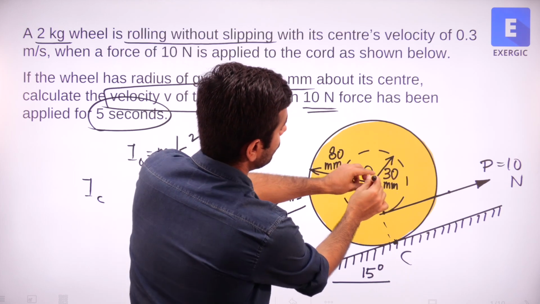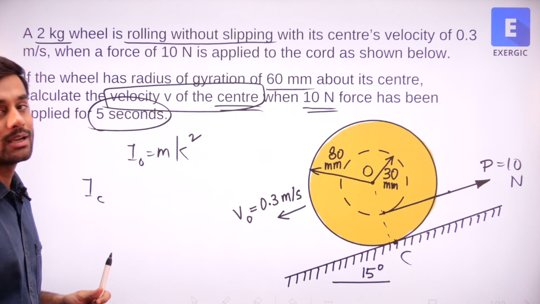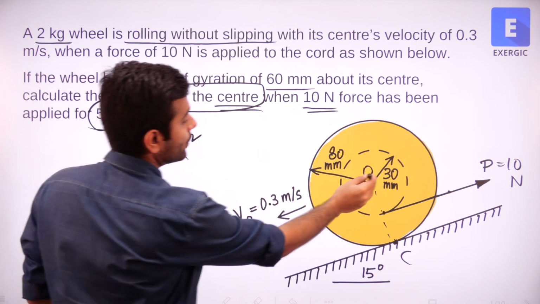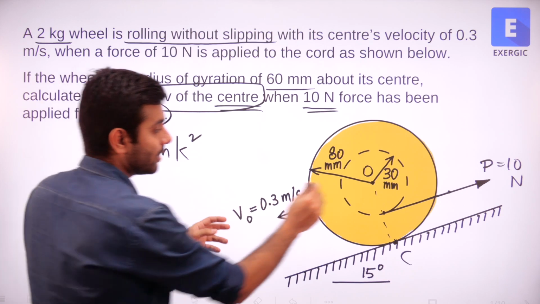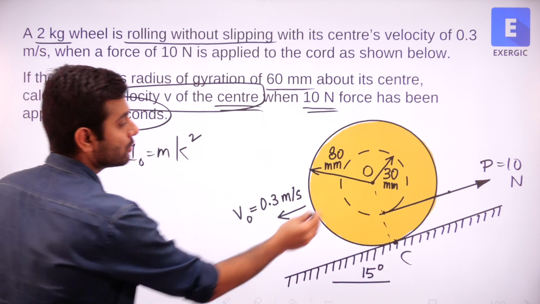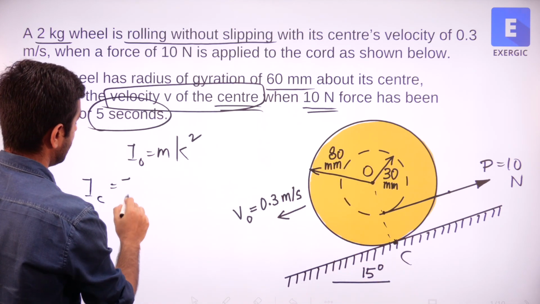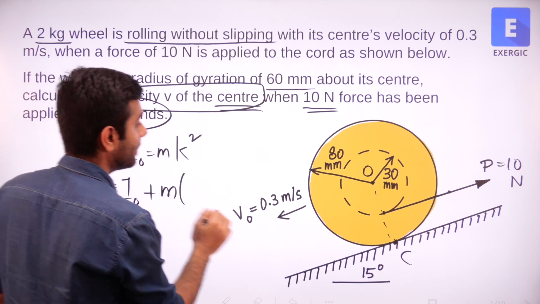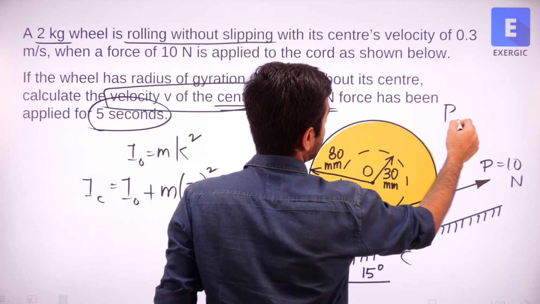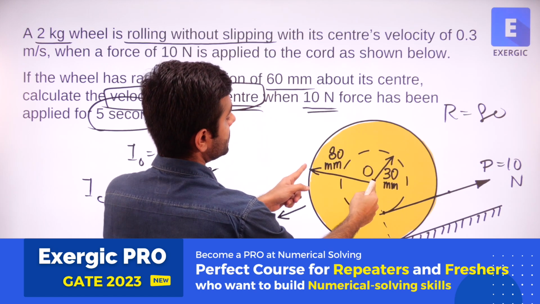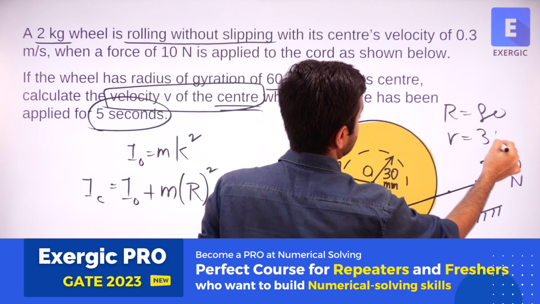So this is the line coming out of the whiteboard, about which we know the value of mass moment of inertia about the center. If we want to shift it from here to here, this is the distance between them, right? The lines are coming out of the smart board like this. So about this O we have mk square. About C it will be IO plus m multiplied by this distance squared. Let's say capital R is the distance. Here let's say capital R is 80, this bigger radius, and this small radius at which this P is acting, that small r is 30.